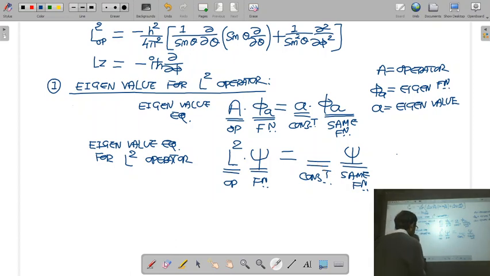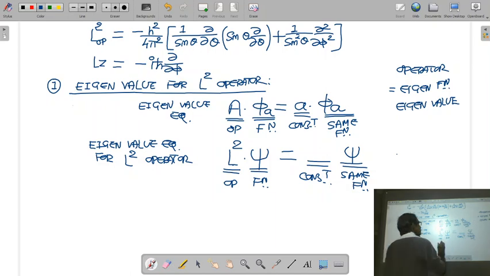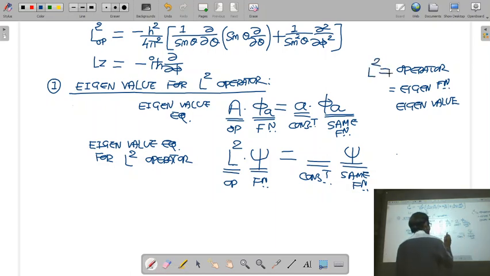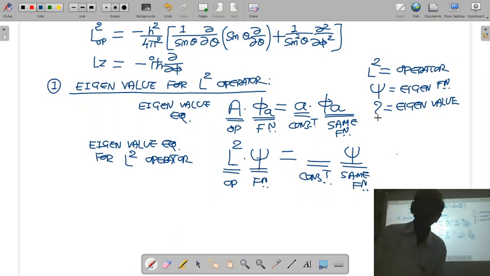So here, L square is our operator. Psi is the eigenfunction of L square operator and eigenvalue of L square operator, that we have to find out. In order to find out the eigenvalue of L square operator, let us start with the Schrodinger equation of rigid rotator, that we have written in the second or third lecture.